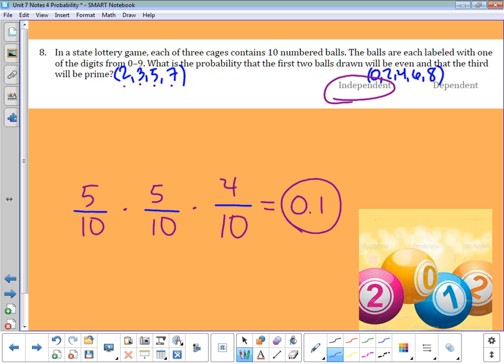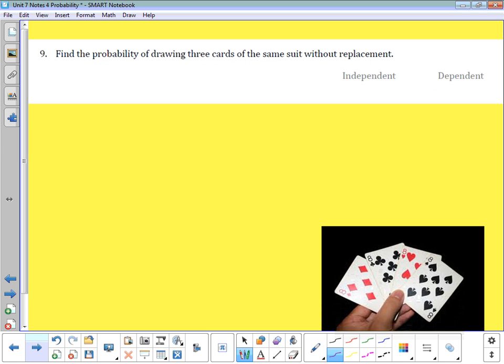One last question that we're going to do together, number 9. Find the probability of drawing 3 cards of the same suit without replacement. Without replacement, meaning we are not putting the cards back. Again, you can already determine that if you're not putting the cards back, then the second time you pick a card, it's going to be different. So these are going to be dependent. And we are trying to pick out 3 cards of the same suit. Now remember before, there's 13 cards in each suit. There's 52 total.